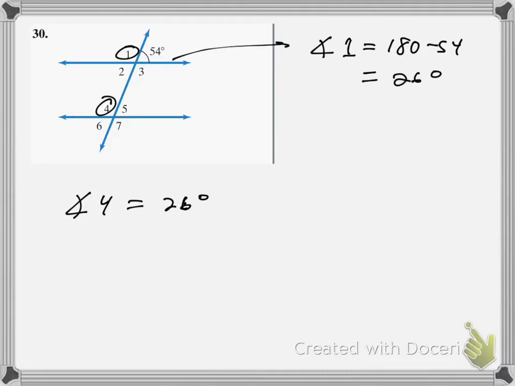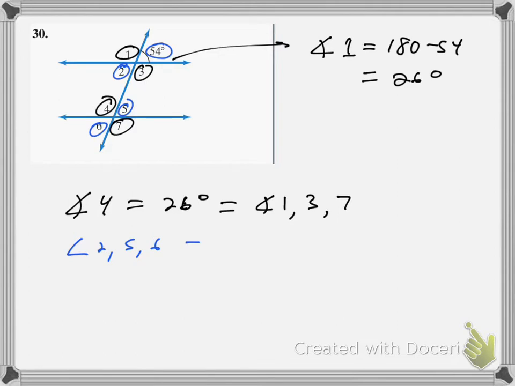And now I know everything I need to know in the picture, because angles 1, 4, 3, and 7 all have the same measure. So this is the same as angle 1, 3, and 7 as well. And then angles 2, 5, this one, and that one are all the same. So all the rest of those angles, angle 2, 5, 6, are all equal to 54 degrees. Okay.